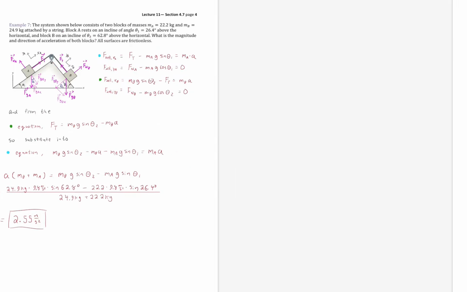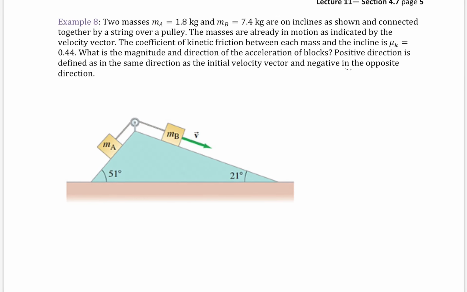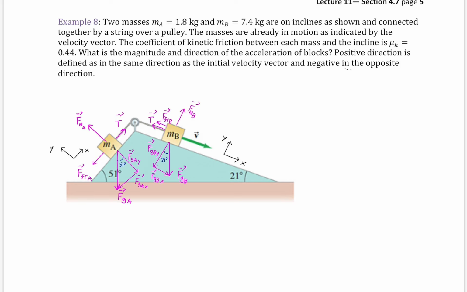All right, let's look at the last one. This one has everything. It's a whole kit and caboodle. This is a problem with two separate slopes, 51 and 21 degrees, and friction. Here's the free body diagram. There's a lot going on because we've got friction. We've got normal force, we've got gravity with its components, and then we've got MB moving in this direction.